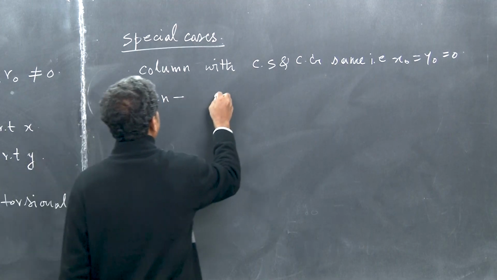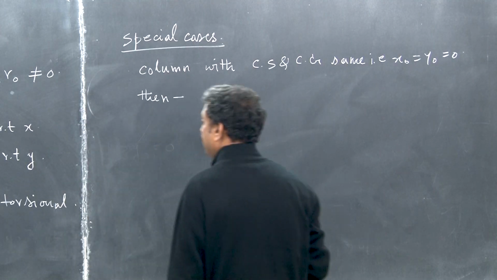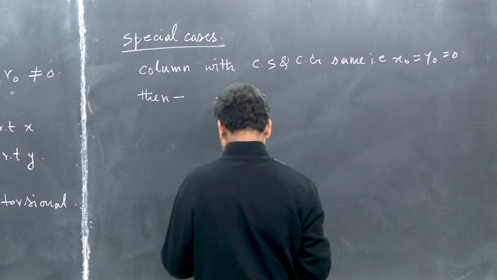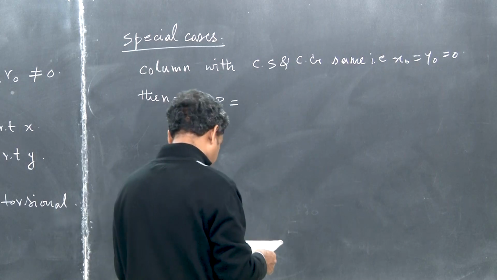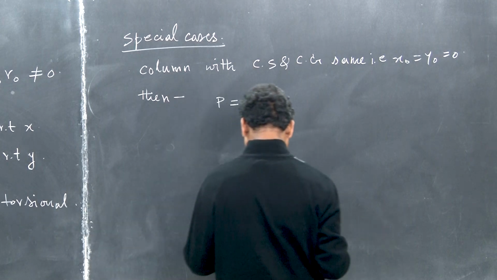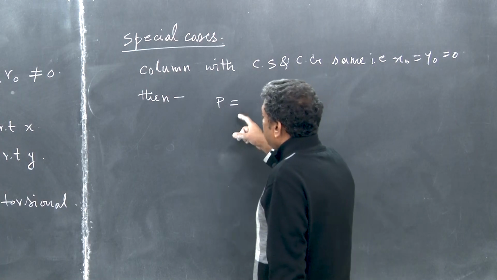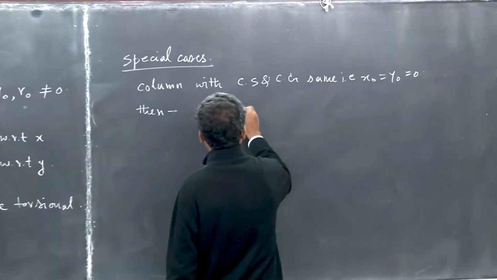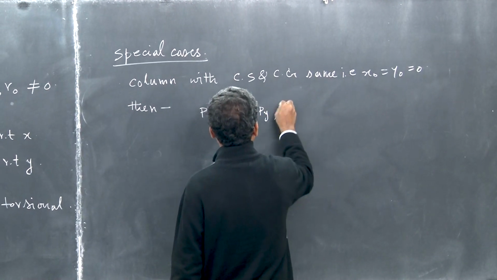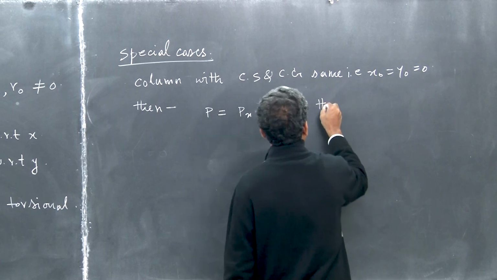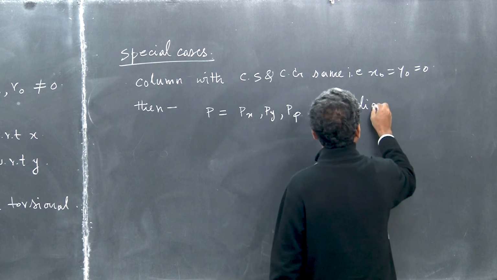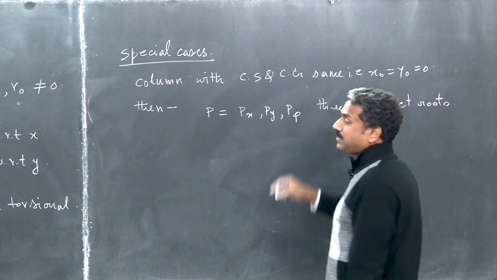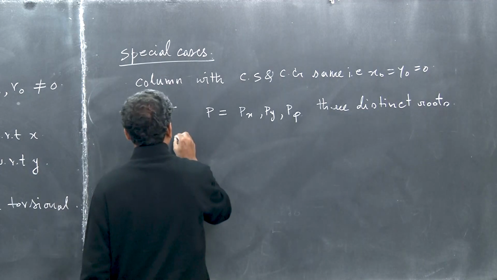Then there will still be 3 roots, but P will be the minimum of these 3, okay. So you will get 3 distinct roots for P. P will be Px, Py and Pz. So 3 distinct roots, and it will buckle, and one of them will be minimum.